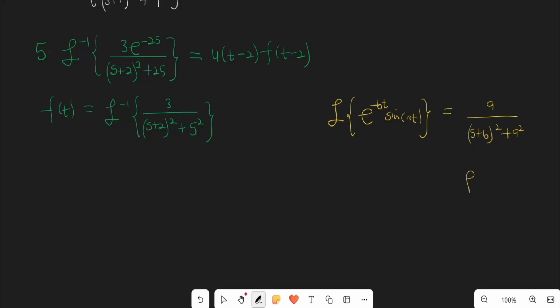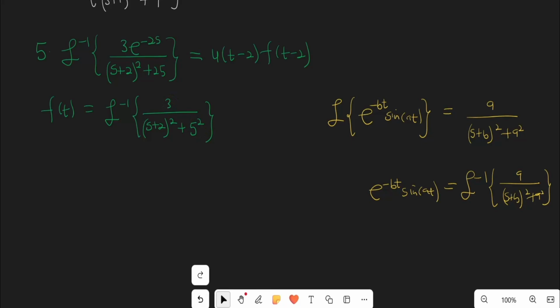So that means that if we take the Laplace inverse of this guy here, which is a all over s plus b all squared plus a squared, this one is going to return e to the negative bt multiplied by sine of at. So this one looks like this, right? So now how do you take the Laplace inverse of this? But here this is a and this is a squared, but we don't have that here. This is 3 and this is 5 squared, so there should be 5 here.